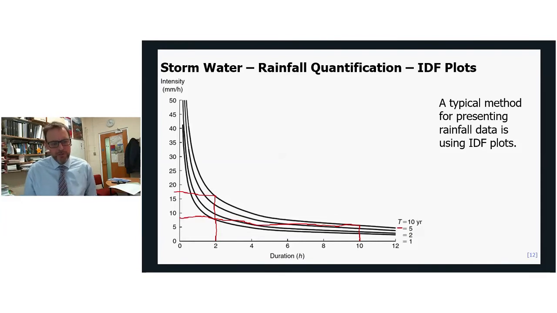So for most systems, and we'll come on to this in a couple of weeks' time, so I don't want to spoil it for you. All systems have a worst case scenario storm of a given return period. There's a duration which is the worst case scenario in balance between intensity and volume. It tends to be that smaller catchments, their worst case scenario storm is smaller, and bigger catchments is longer.